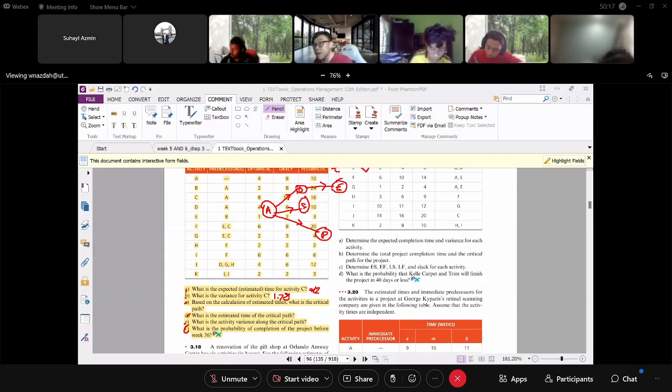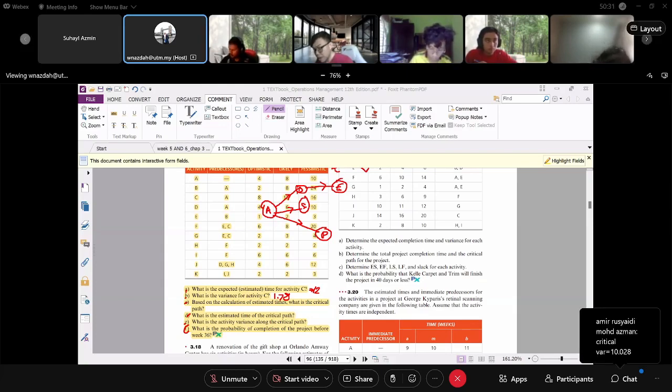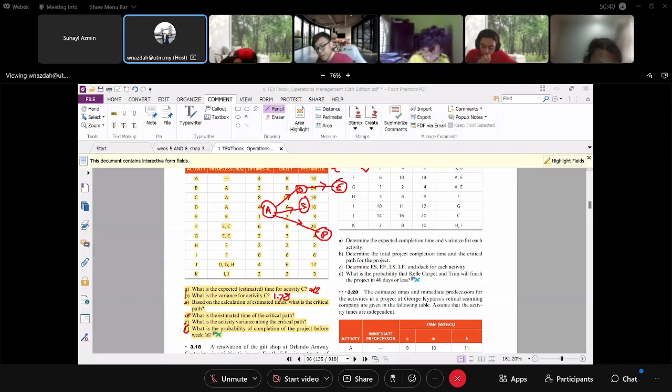Okay, if you are able to determine the critical activities, then next, you are able to determine the variance on critical path. But before that, you need to answer C. Okay, you have answered D. Well, you did not answer D yet. Okay. All right, Amiru Shadi, critical variance. Then, yeah, betul. 10.03. So may I know C? What is the answer for C? Critical path. What is the activities on the critical path? Okay, Amiru Shaidi, your answer is correct. Boleh share tak? Macam mana awak dapat dia punya ni?